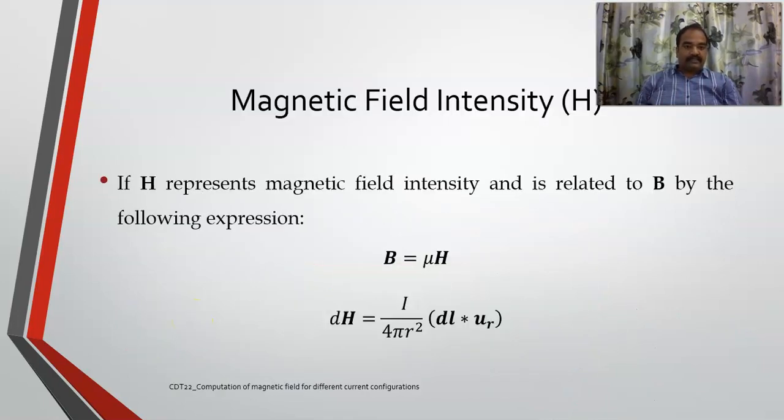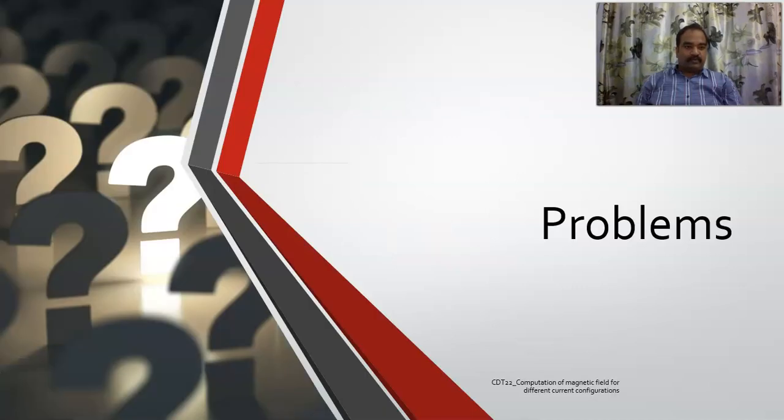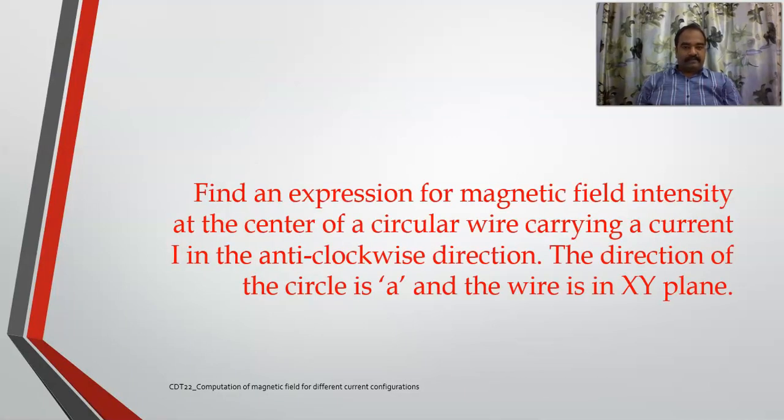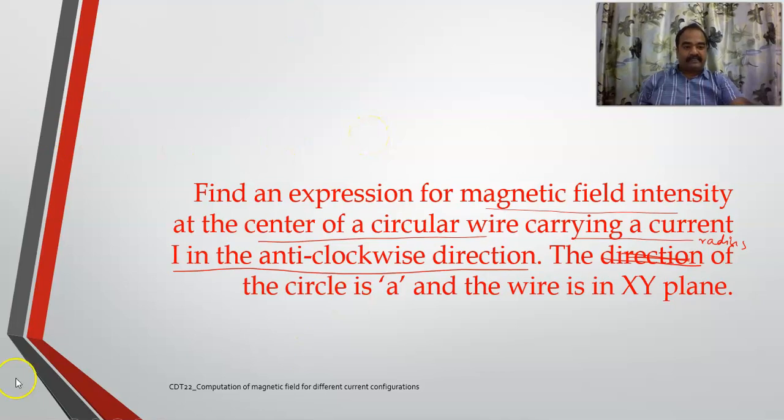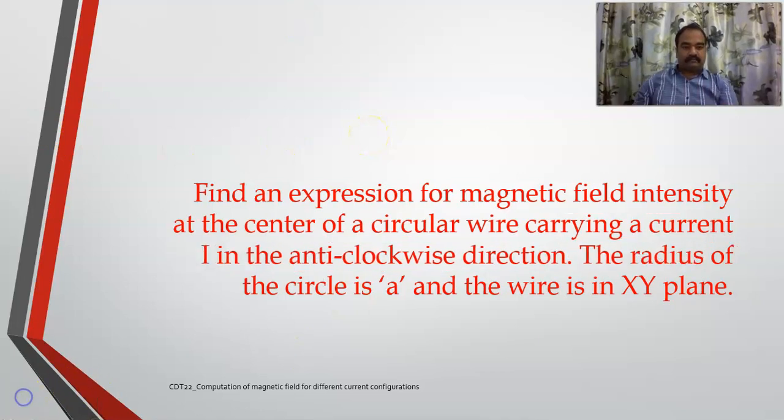So I will skip these slides and directly move on to problems. We will see the first problem. Find an expression for magnetic field intensity at the center of a circular wire carrying a current I in the anti-clockwise direction. I think this is the radius of the circle. The radius of the circle is A and the wire is in XY plane. With this information which we do have, let's try to calculate the magnetic field intensity.